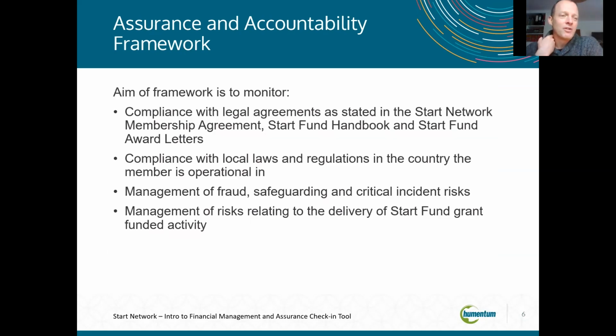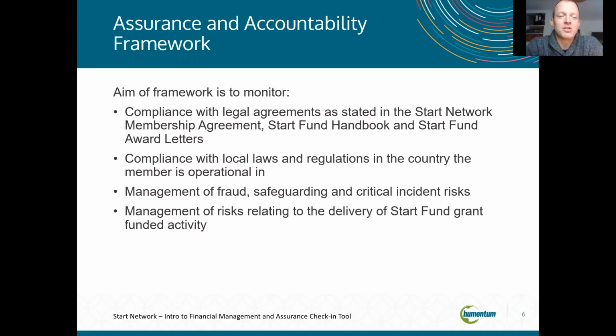So the aim of the assurance and accountability framework, the pyramid we've just looked at there, is to make sure that network members comply with all legal agreements, such as the Start Network membership agreement and the Start Fund handbook, and also individual Start Fund award letters, and also to make sure that members comply with local laws and regulations in whichever country they're based in and operating in.